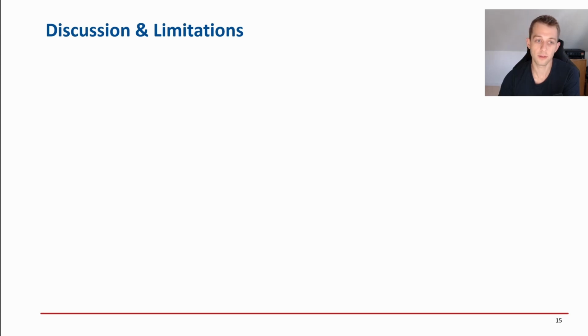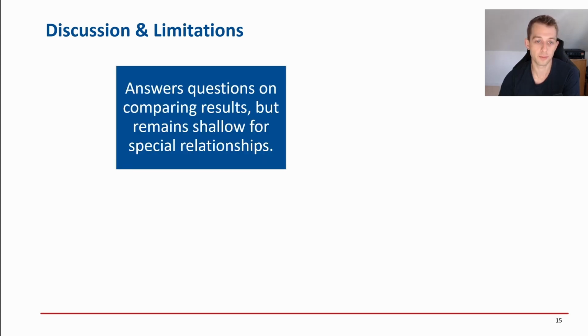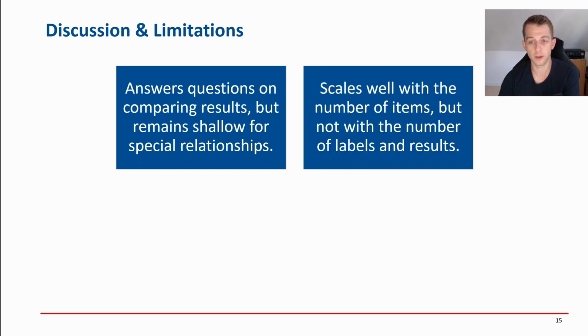So let's discuss the benefits and limitations of our prototype. The analysis questions that we posed earlier can be answered very well with our system. However, for some questions, especially the one regarding the special relationships like hierarchies, the results remain rather shallow. Our approach scales very well with the number of items, however not so well with the number of labels and results, as with a rising number of labels and results, the rows and columns become increasingly squeezed and convoluted. We have addressed this problem in the paper and pose some ideas on how to fix it in the future.